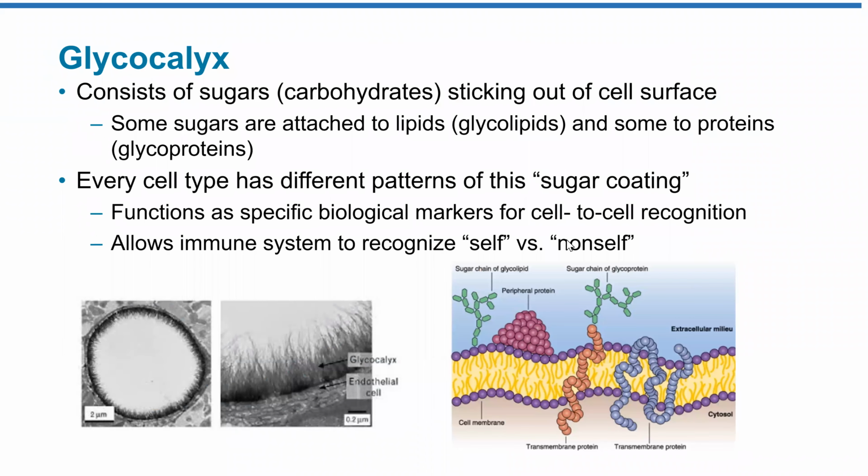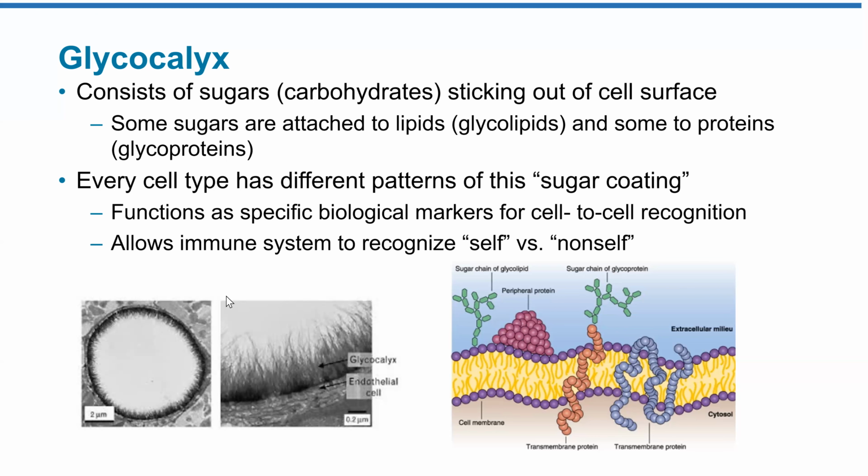Glycocalyx consists of sugars, carbohydrates sticking out of the cell surface. Some sugars are attached to lipids, and we call them glycolipids. I already told you about this. And some to proteins, glycoproteins. Every cell type has different patterns of this sugar coating, which functions as specific biological markers for cell-to-cell recognition and allows the immune system to recognize self versus non-self.